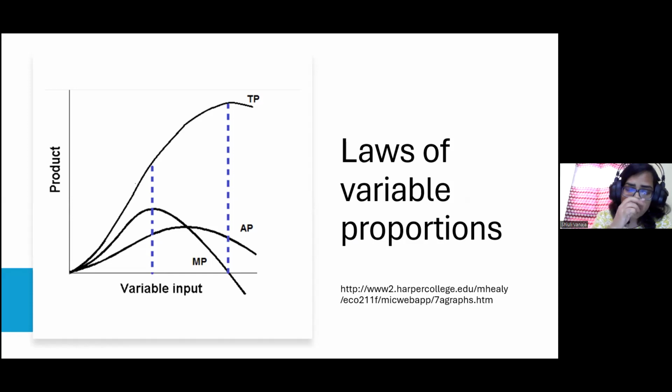You can see that in the first half, till the first blue dotted vertical line, the total product is increasing at an increasing rate. So the average product keeps increasing, and the marginal product is also increasing. What does it mean? It means that as I increase the number of workers, my total output increases at an increasing rate. After that, the total product is still increasing, but at a decreasing rate. And this point of intersection, where average product and marginal product intersect, is the point where my marginal product is highest.